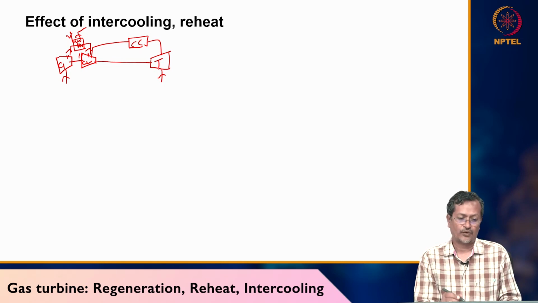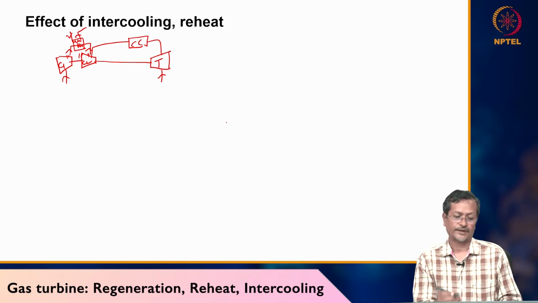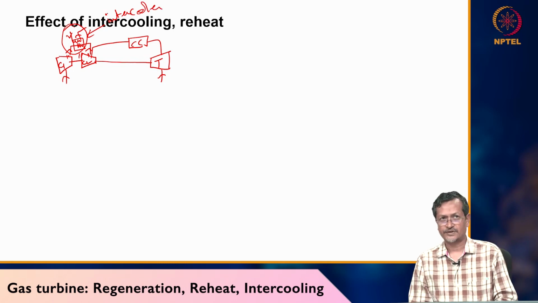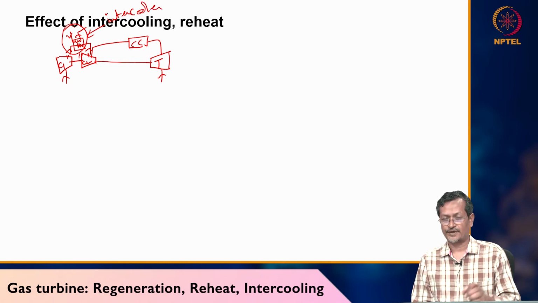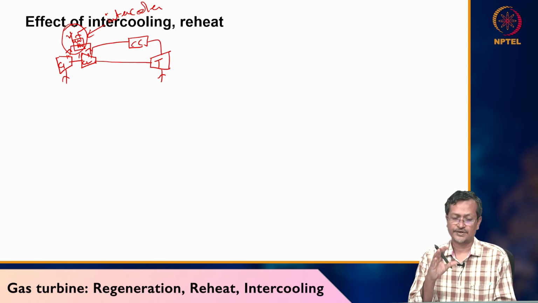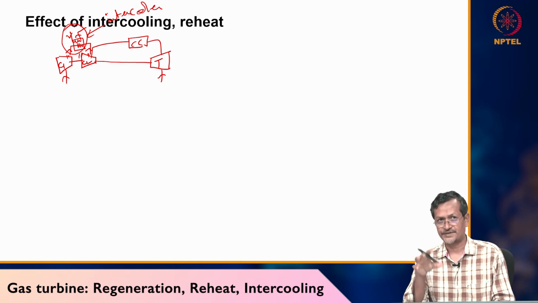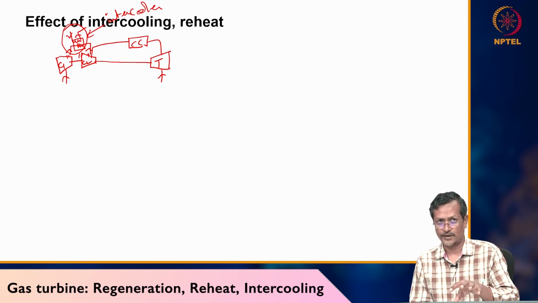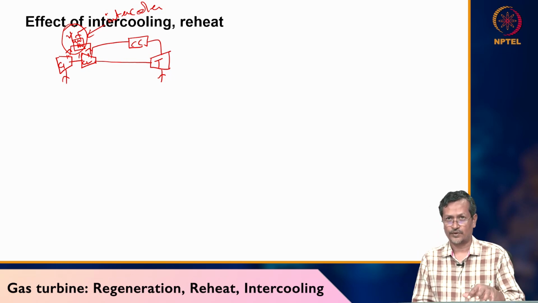Now, what happens? In between these two compressors, cooling is happening. This is called the intercooler. During our pumps and compressors section we also discussed the intercooler. Intercooler means you are reducing temperature so that compressor performance or efficiency increases. So the input work will be lower if you are using an intercooler.